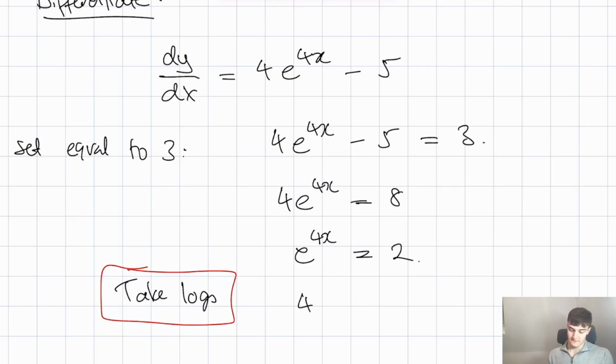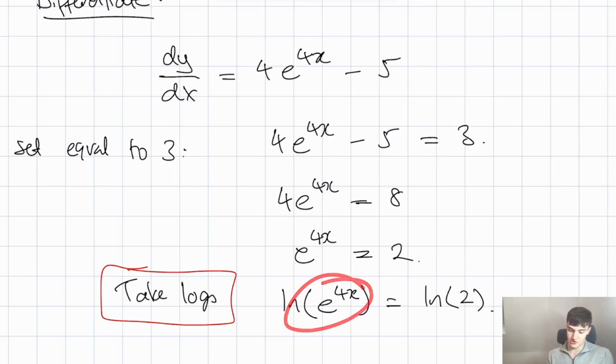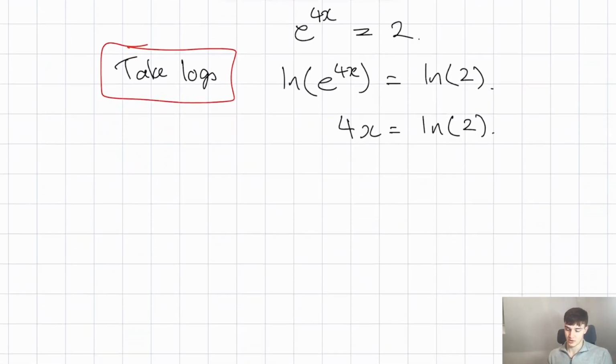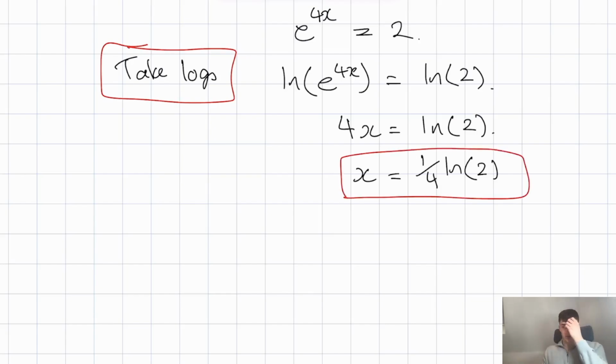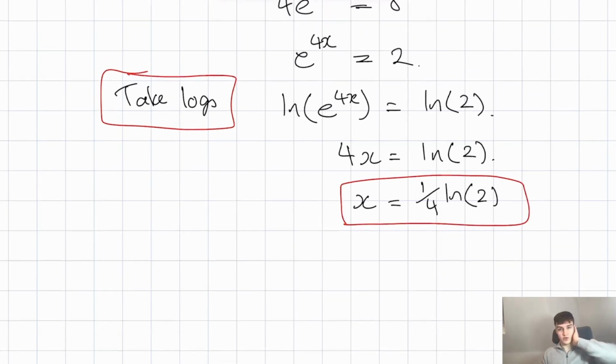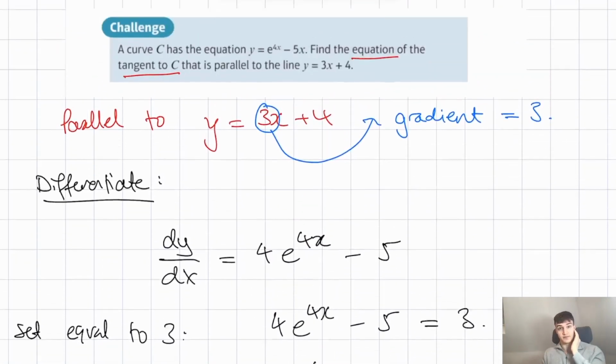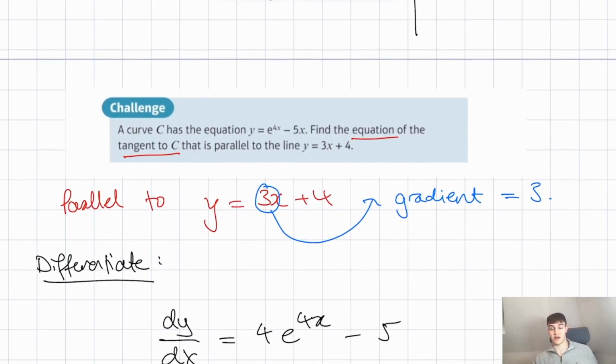I'll do it like this first. The natural log of e to the 4x is equal to the natural log of 2. The natural log of e to the power of something is just the thing in the power. So that's going to give us 4x is ln of 2, which means that x is equal to 1/4 natural log of 2. So we're not done, but we've come quite far. What have we just worked out? We've worked out that the point at which we have a gradient of 3 on our curve is when x is 3.